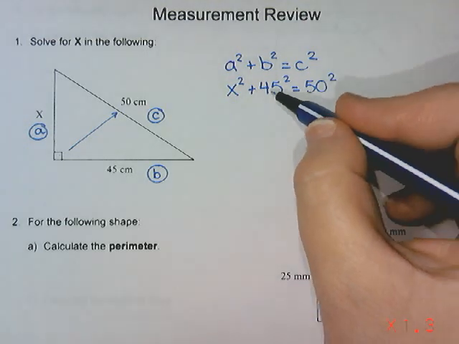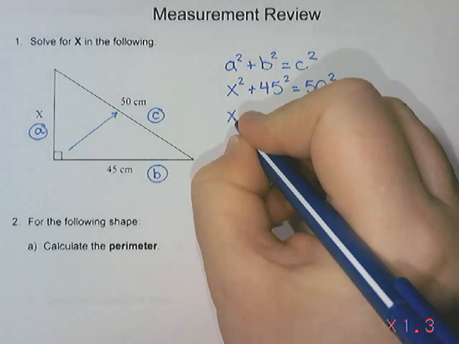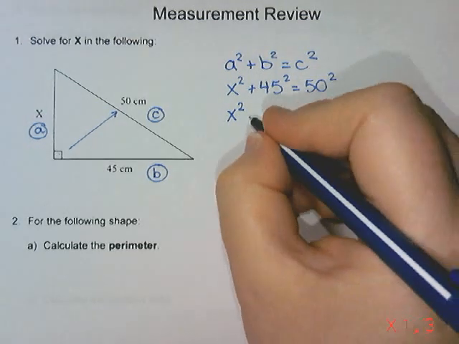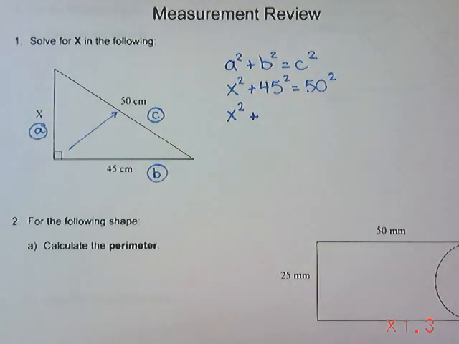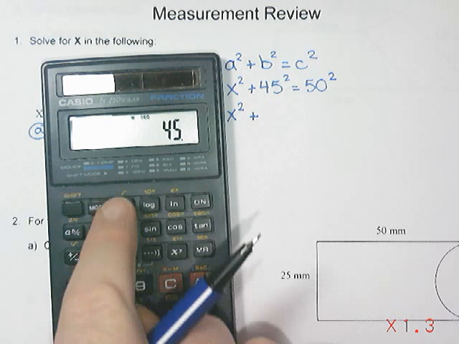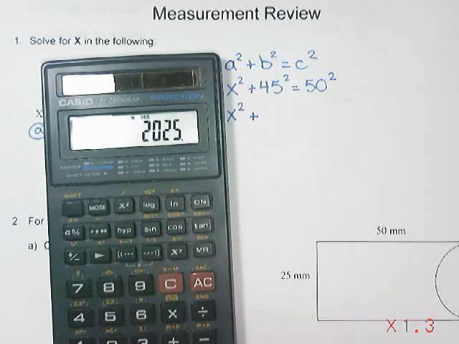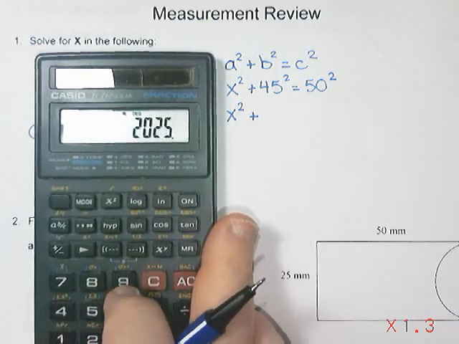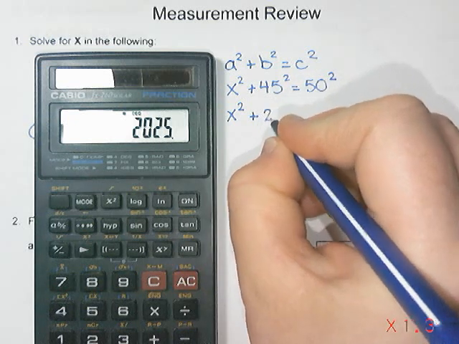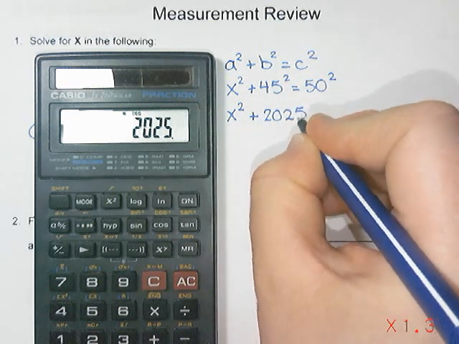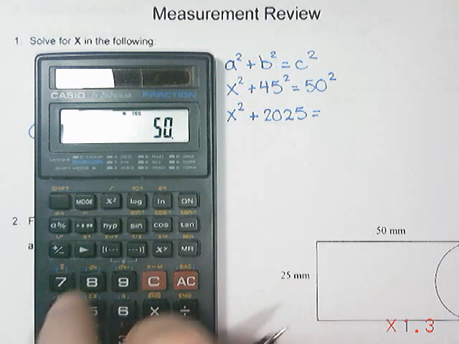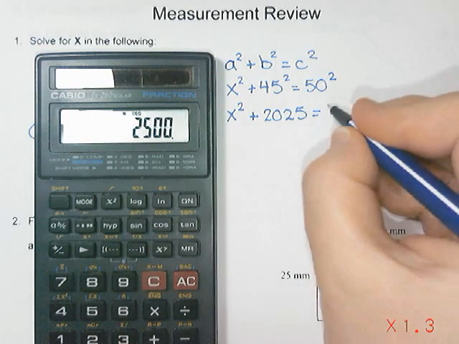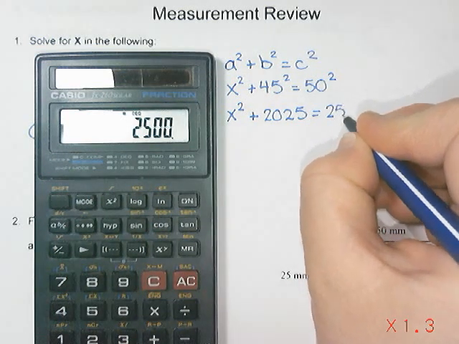All right, my next step is to calculate all of my squares. So x I can't actually work out, but 45 squared I can. So 45 squared is 45 times 45 if you don't have a scientific calculator. That is 2025. And then 50 squared, or 50 times 50, is 2,500.